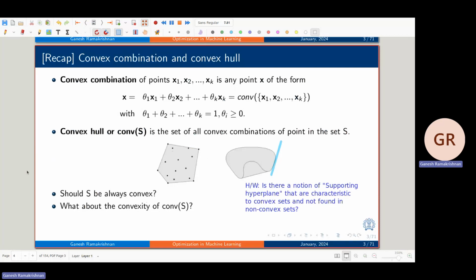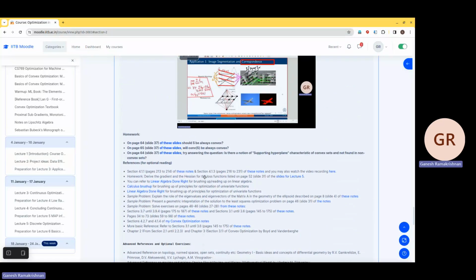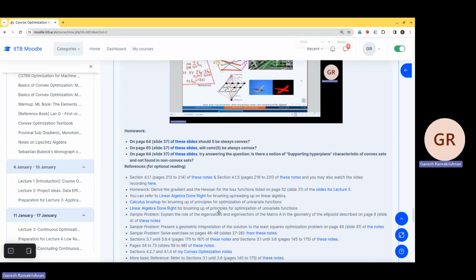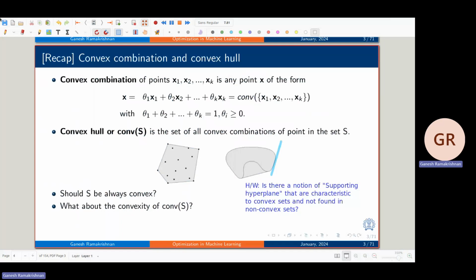Moodle. I would like to remind that in Moodle, I put the recording and then I also put a whole bunch of links. Many of them are optional reading. Some of them are like homeworks, like what I'm discussing right now. Okay, anyways, coming back. You understand the notion of supporting hyperplane. So please do try and attempt homework, simple problems like this.